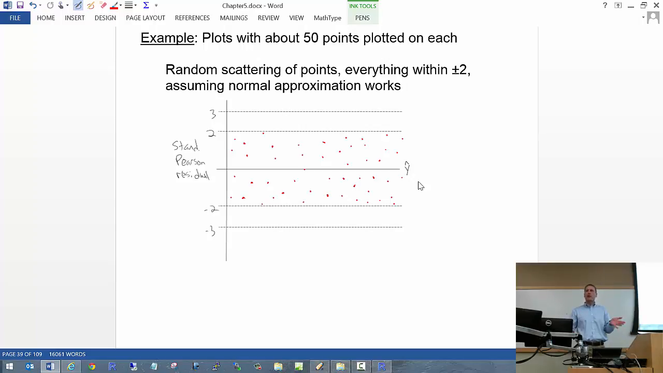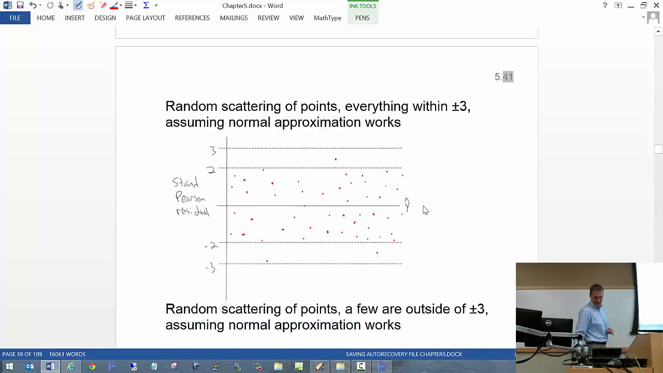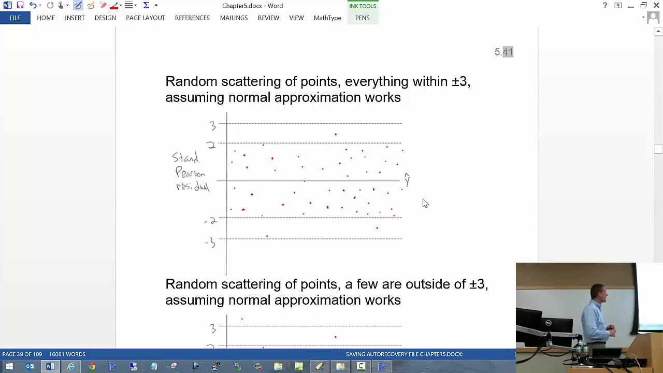Let's assume that my normal approximation works. If you see a plot like this, what should you do? You should go, yes, my model works. It's working well. It doesn't look like I have any problems. So, next plot. Random scattering of points. Everything's within plus or minus 3. And let's assume the normal approximation works. What do you think? Is there any problems?